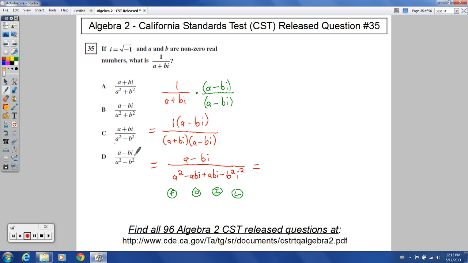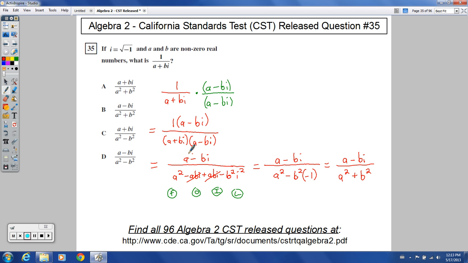From there, what can we do? Well, I've got negative abi and positive abi. They cancel each other out. Much simpler now to deal with. So I have a minus bi on the top, and I've got a squared minus b squared times, but remember, i squared is -1. If you don't know why that is, go back to the previous videos and I talk about that in there. But we can simplify this down to a squared stays the same, but negative b squared times -1 would be positive b squared.